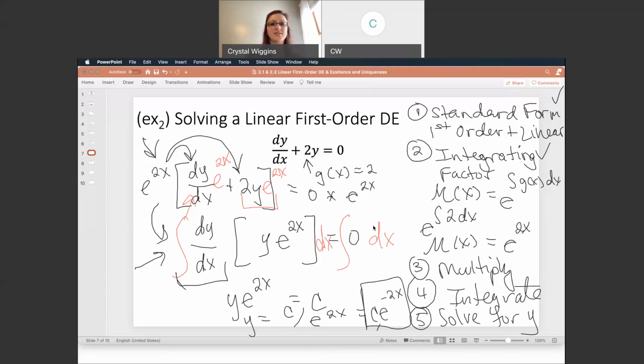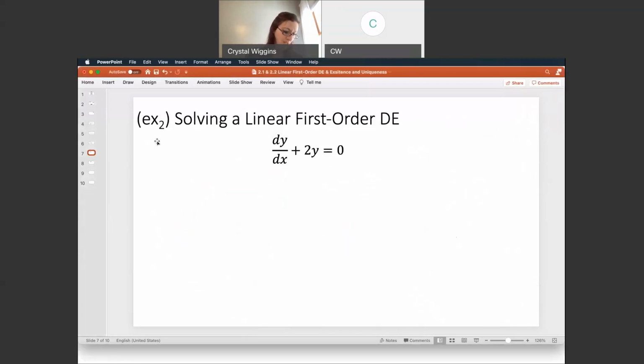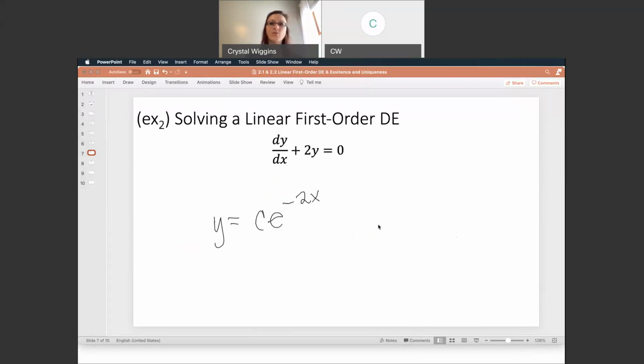Okay, let me actually clear this out so I have more room. Again, you can pause and continue your notes. So what we have is our general solution, y is equal to c e to the negative 2x. Where did that negative come from? Remember, the e to the 2x was in the denominator, and using our laws of exponents from our algebra classes, in order to bring the function up to the numerator, you make the exponent negative. So this is our general solution.